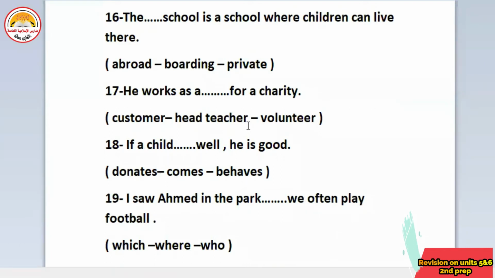Very good. Thank you. Malak Ashraf. If a child not well, he is good, behaves. If a child behaves well, he is good. Very good. Thank you. So number 18 will be: if a child behaves well, he is good. Okay. And number 19, Hannah.